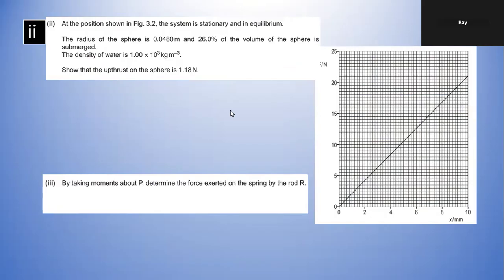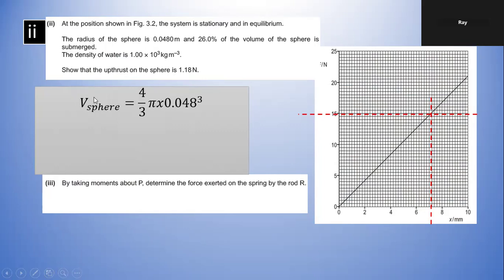Okay. So 10 more minutes. At position shown in 3.2, the system is stationary and in equilibrium. The radius of the sphere is given. 26% of the volume of the sphere is submerged. Density of the water is given. So the upthrust is 1.18 Newton. So get the volume of the sphere, four thirds pi R cube. Get the formula from the formula sheet or memorize it.